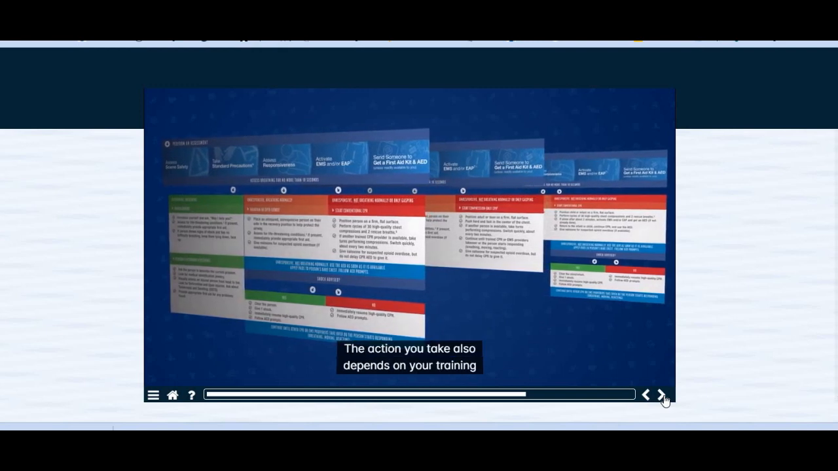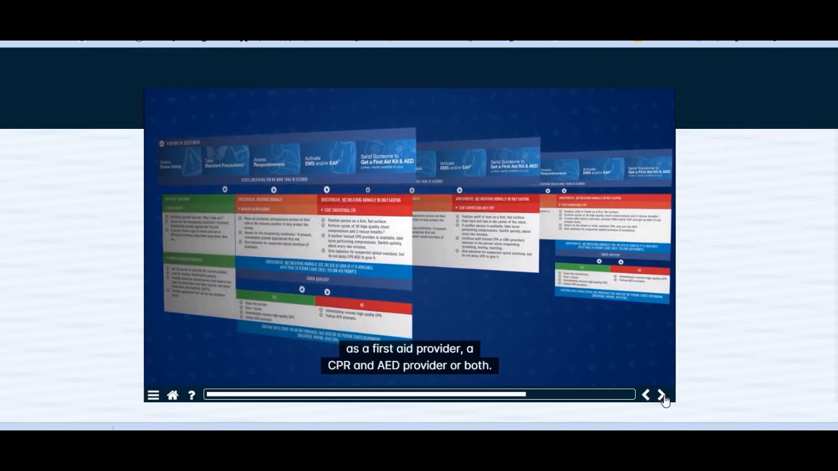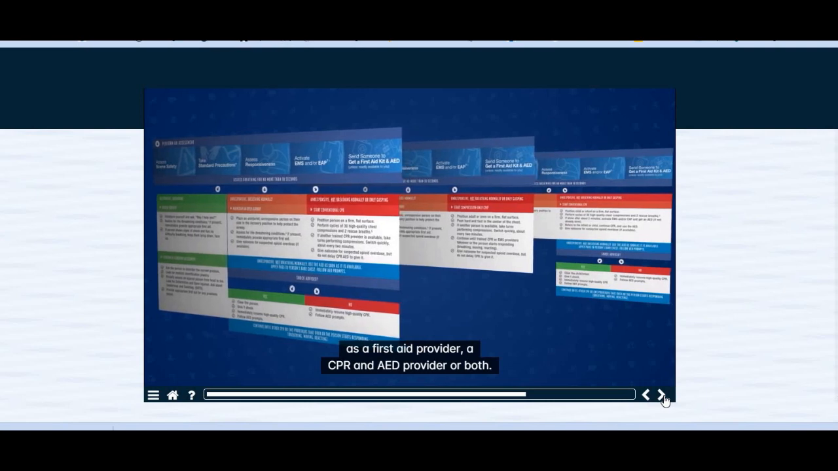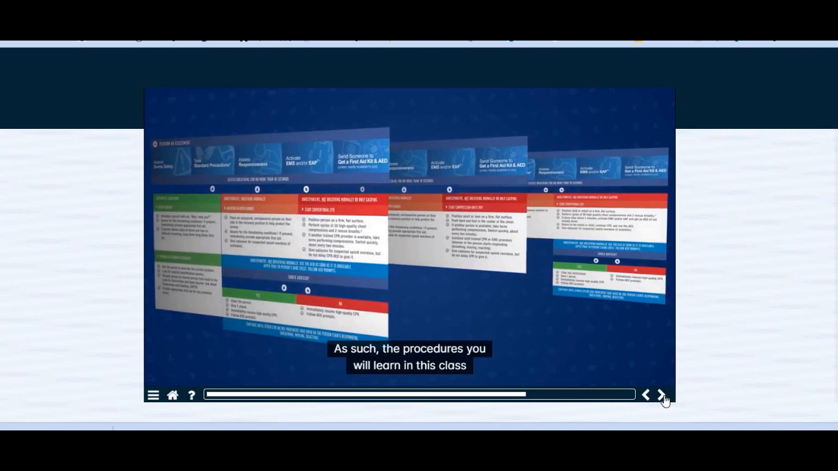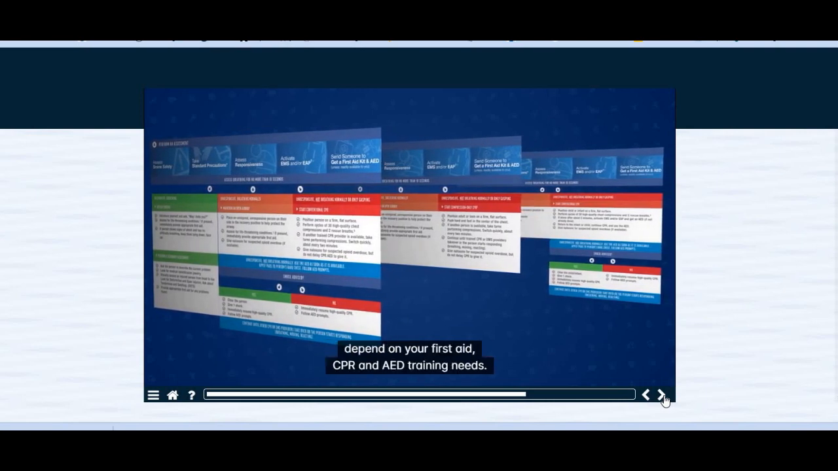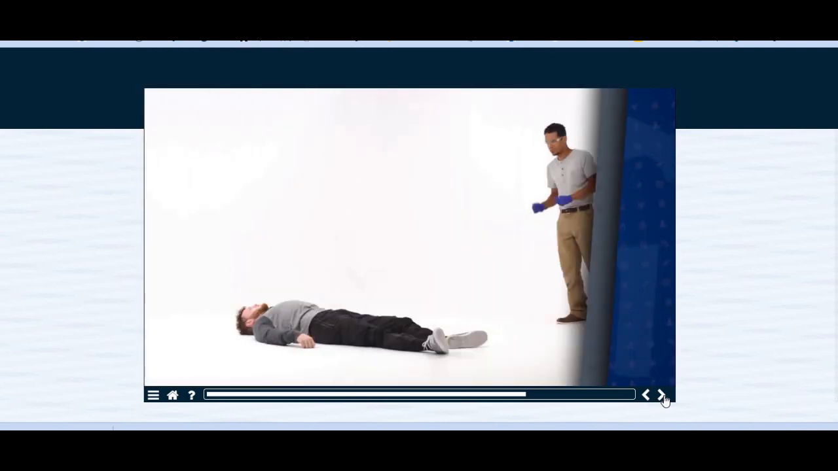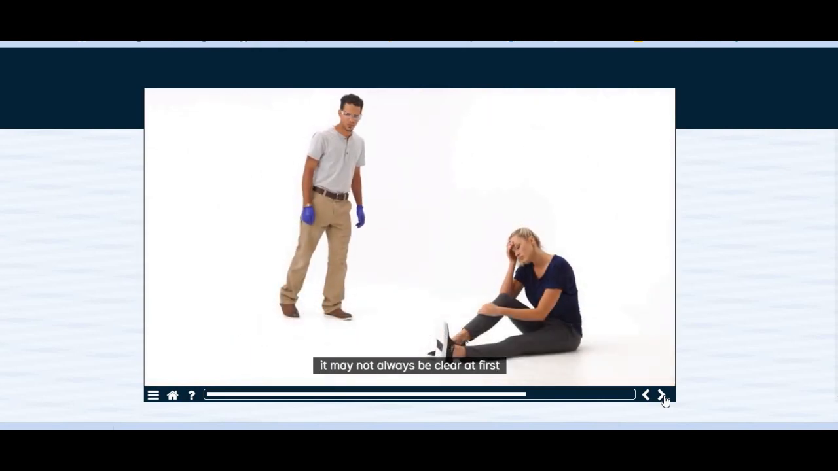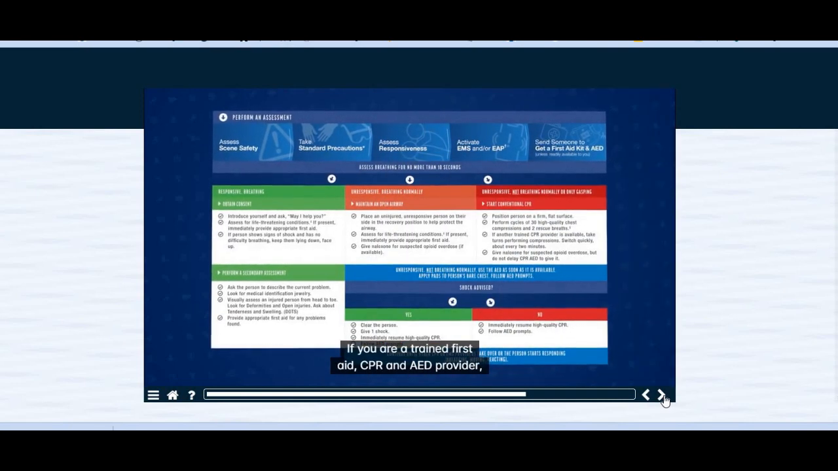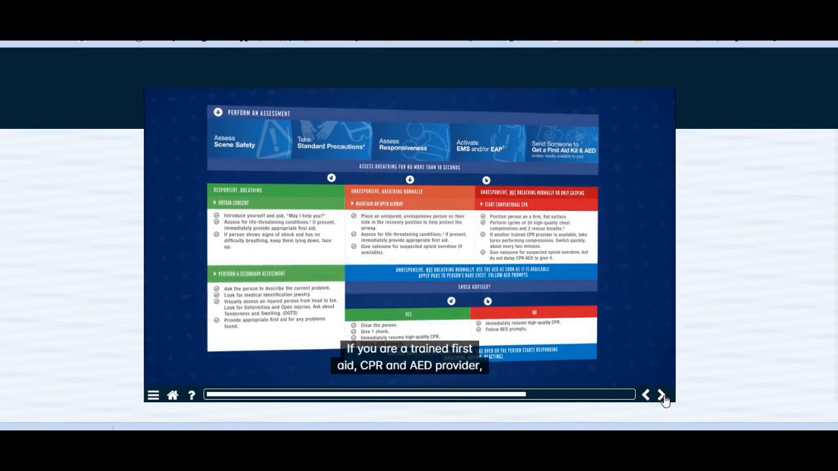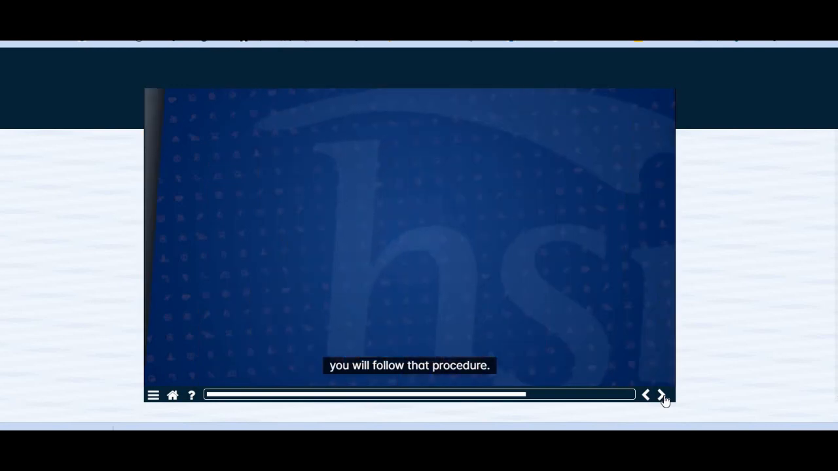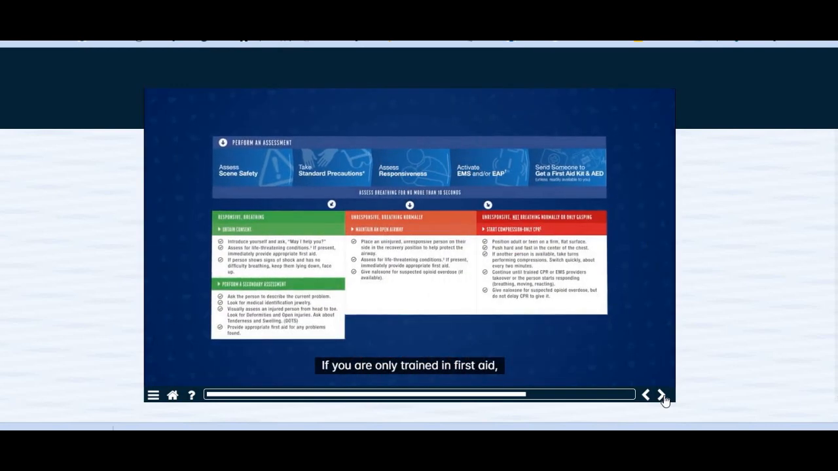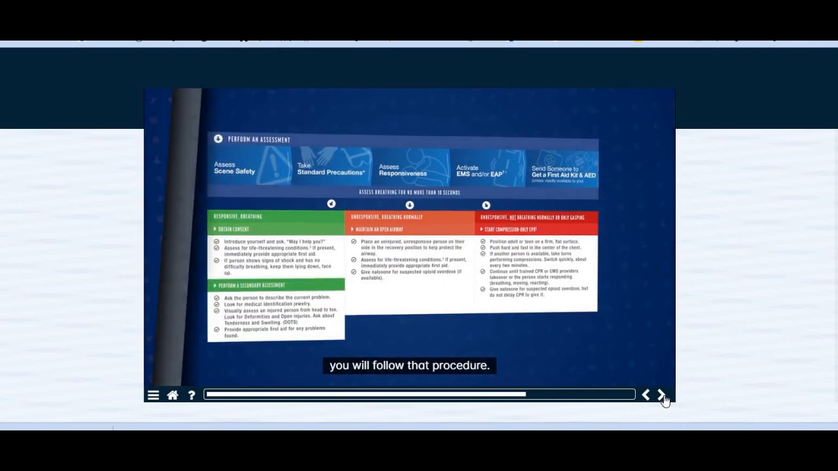The action you take also depends on your training as a first aid provider, a CPR and AED provider, or both. As such, the procedures you will learn in this class depend on your first aid, CPR, and AED training needs. When an emergency occurs, it may not always be clear at first what kind of care the person needs. If you are a trained first aid, CPR, and AED provider, you will follow that procedure. If you are only trained in first aid, you will follow that procedure.